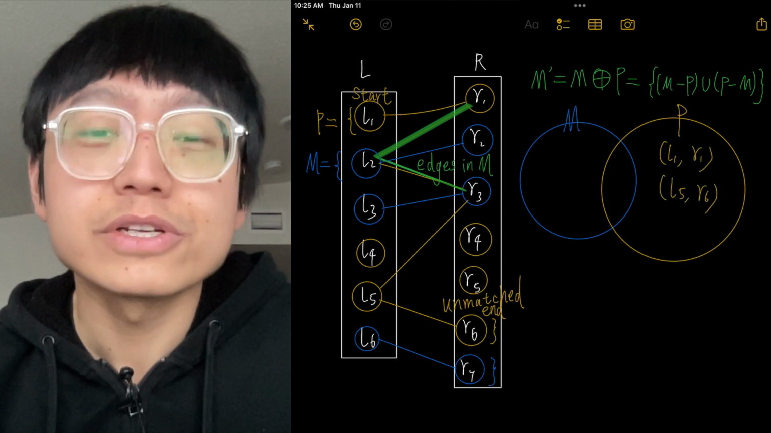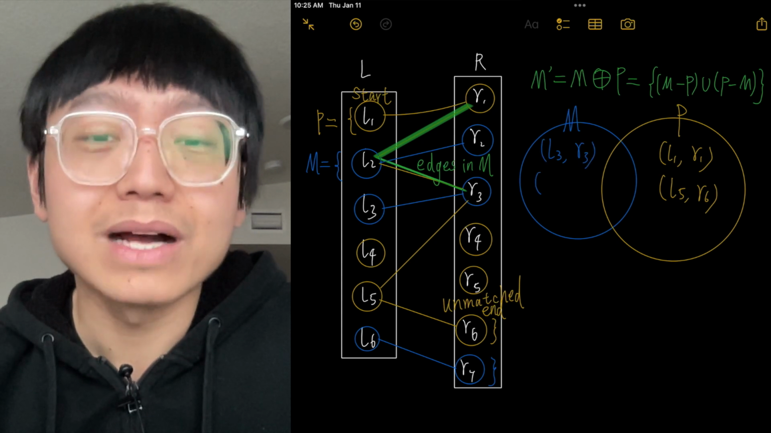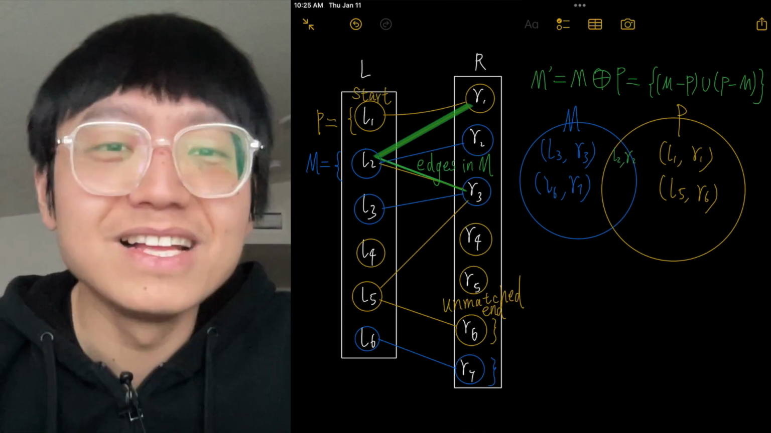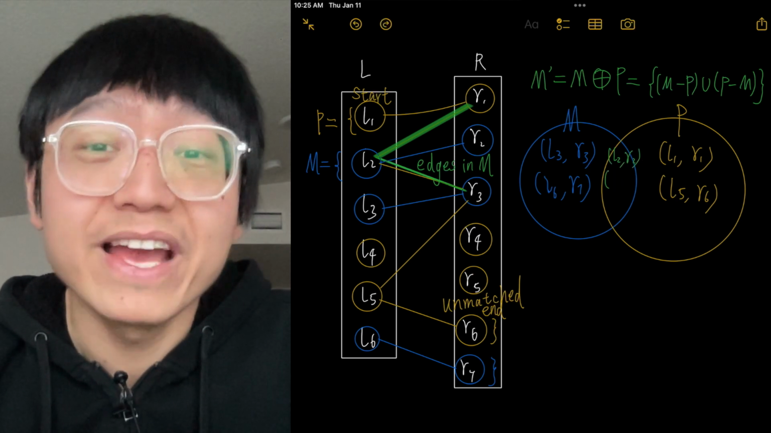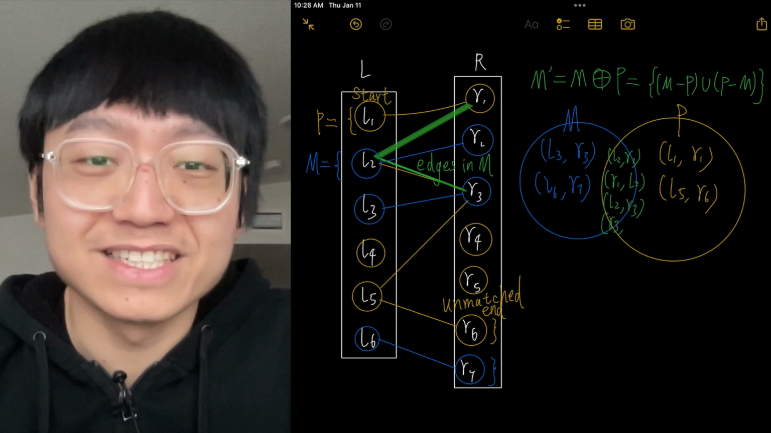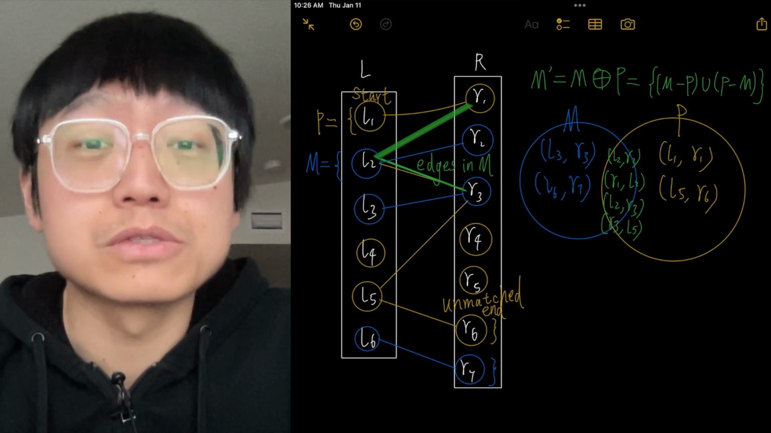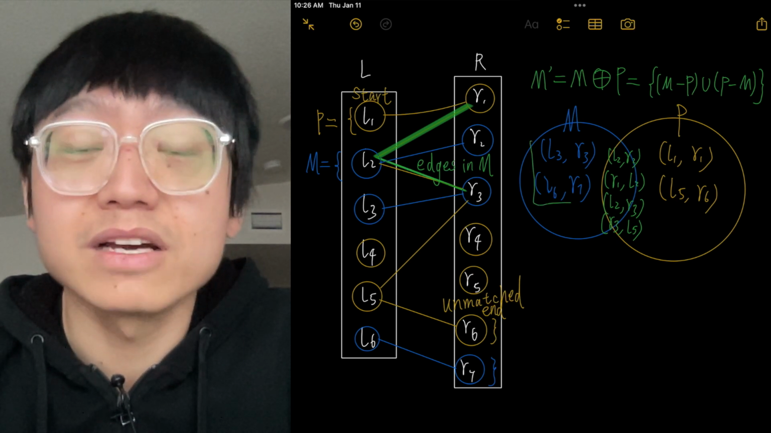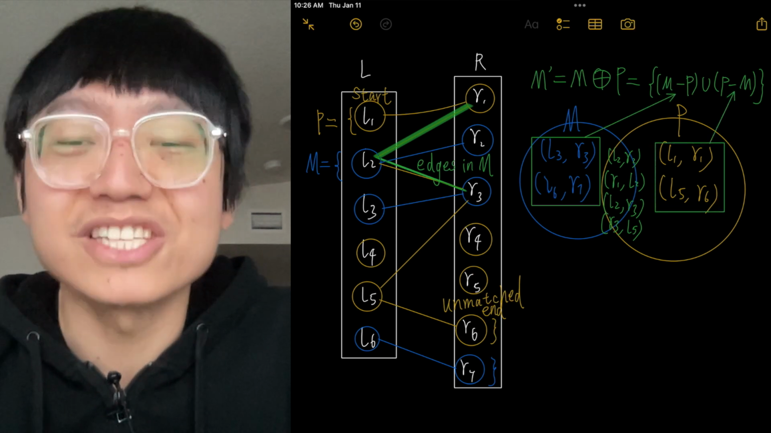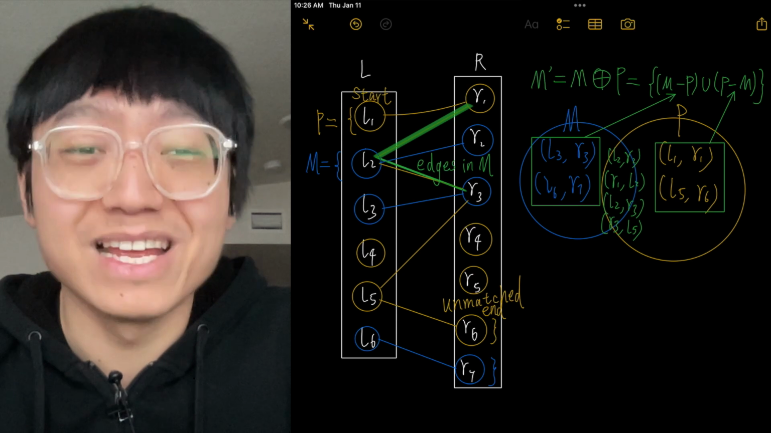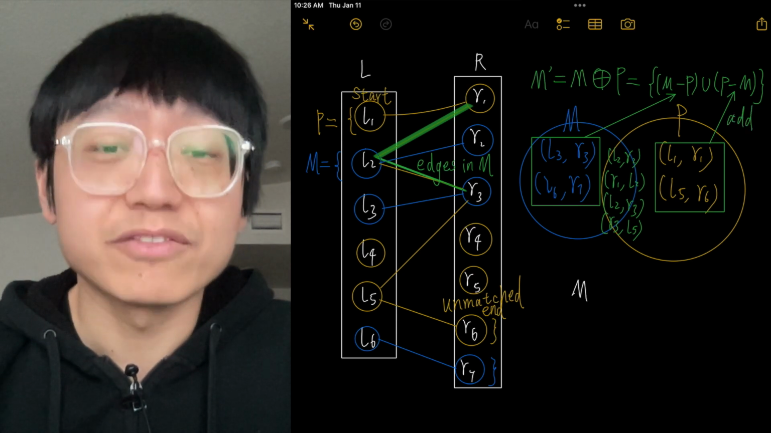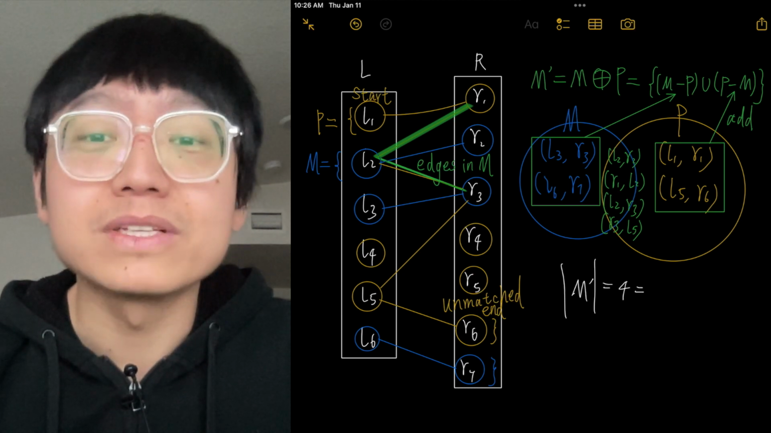Thus, the new matching M prime will be (L1, R1), (L3, R3), (L5, R6), (L6, R7). M prime now has one more edge than M, specifically the edge (L5, R6), which was added, and (L2, R2) was removed since it was part of the path P. Now, the new matching M prime is indeed a matching, and it has one more edge than M, hence the cardinality of M prime is equal to the cardinality of M plus 1. This is exactly what the lemma states.